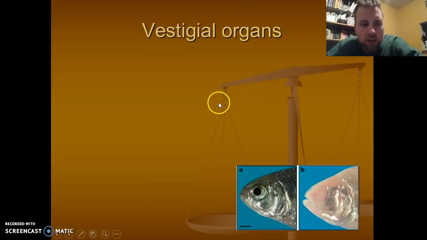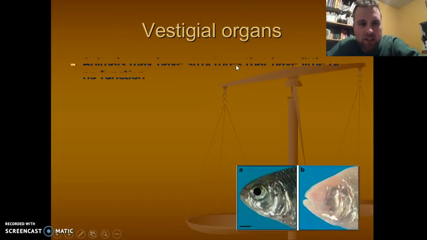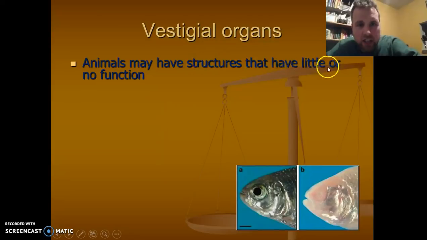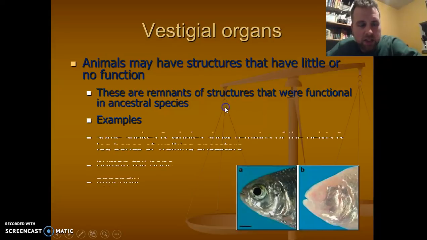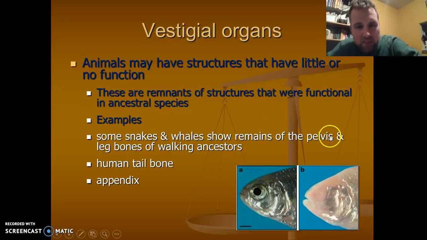All right, next thing on our notes is called vestigial organ. So a vestigial organ is a structure that has little or no function, and these are remnants of structures that were functional in ancestral species. So some examples: snakes and whales, they have pelvic and leg bones of walking ancestors, but they don't walk today. Humans have a tailbone, right? That doesn't serve really a purpose today, but in our ancient ancestor it probably did, right, to have a tail. And our appendix as well is what we call a vestigial organ. It doesn't really do much for us. It might store a little bacteria, but it does not serve its original function, which was part of the digestive system. So let's write this down in our notes.